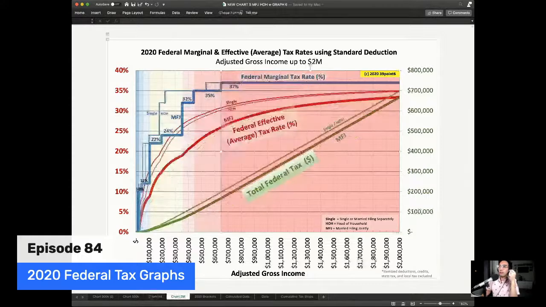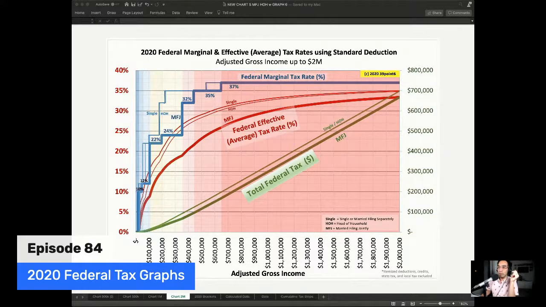I have it for 2 million. Actually, this one is formatted. The other ones still need to be cleaned up a little bit, but this is $0 to $2 million. On the right side is your total federal tax, and on the left side is your tax rate. So we have effective tax and we have marginal tax. The top marginal tax rate is 37%, and at lower incomes it is 35, 32, 24, 22, 12, 10%, and 0.